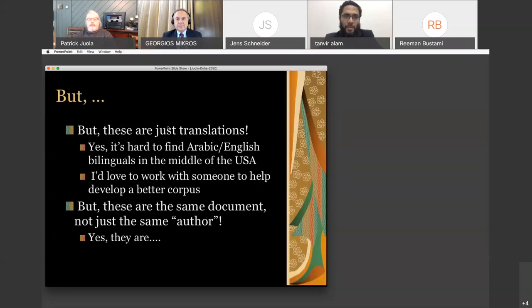Well, yeah, but these are just translations. But these aren't, and more importantly, these are the same document. They're not just the same author. So, of course, a complicated document will be translated into a complicated document.